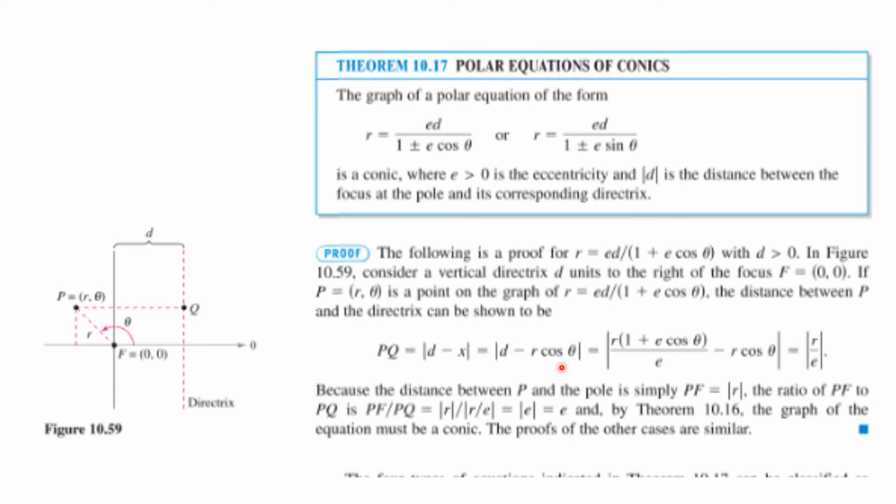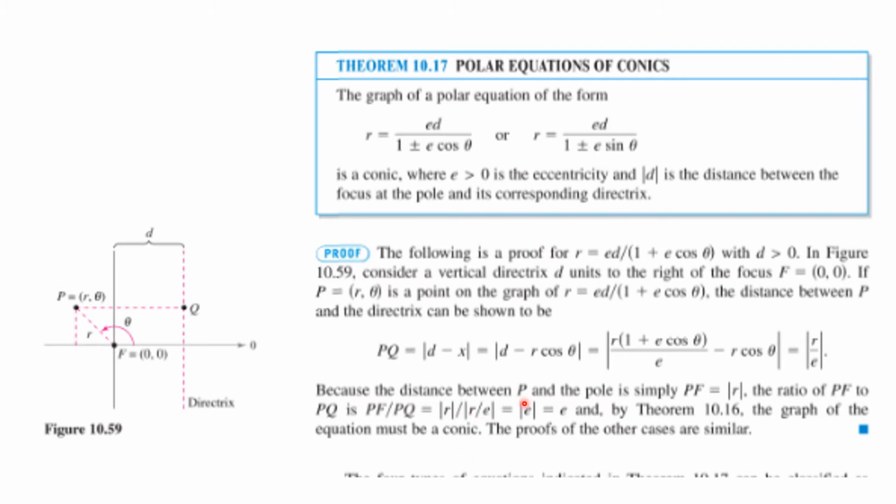Then I can use this equation right here and solve for d. When I solve for d, I will get r times (1 + e cos θ) over e, minus r cos θ. When you get the common denominator, which is e, the r e cos θ terms drop out, and I'll just have r over e.